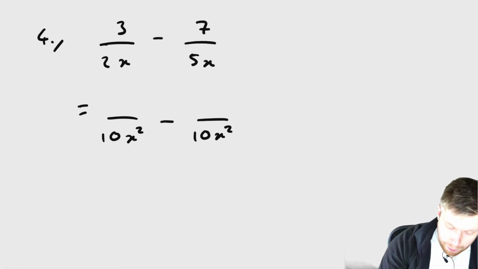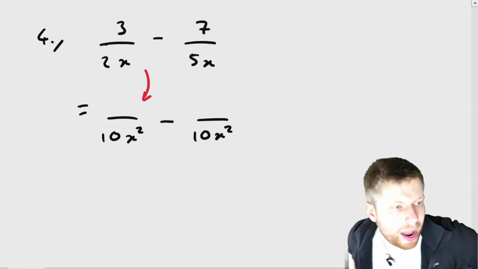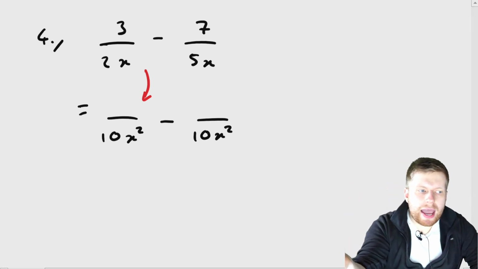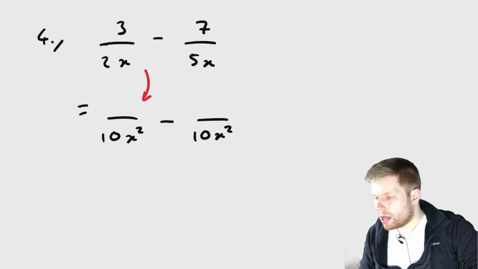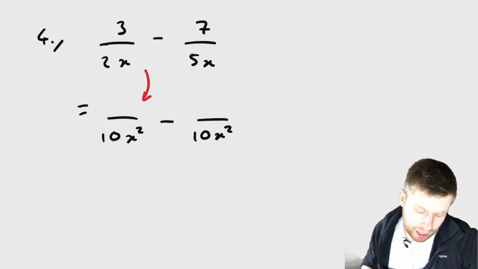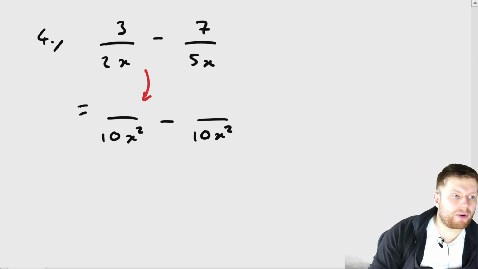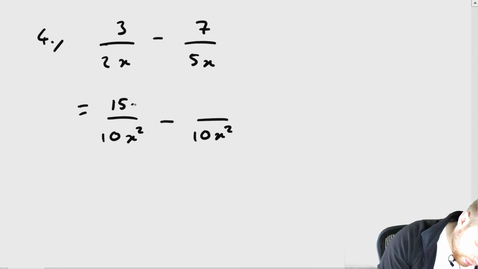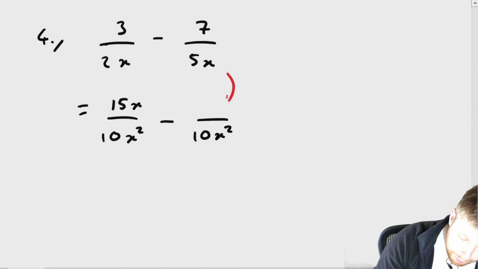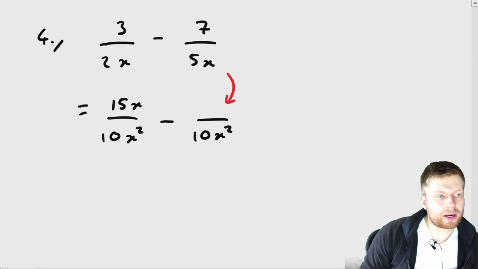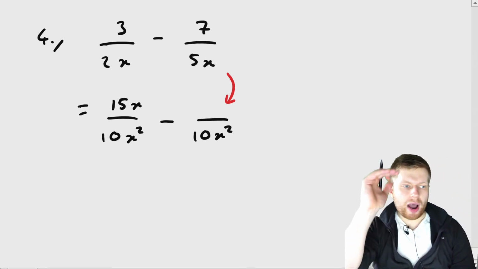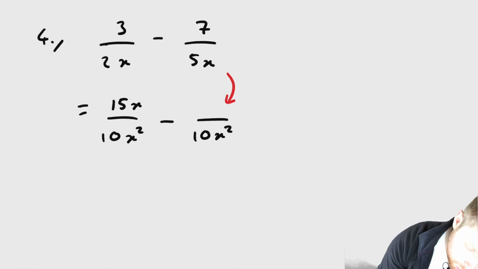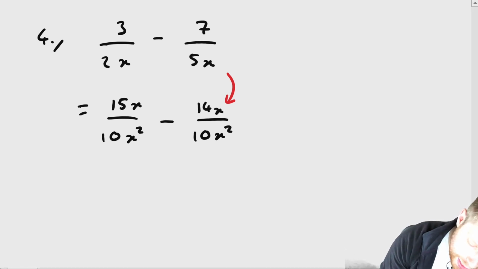Now, what have I multiplied by to get 10x squared on the denominator of the first fraction? Well, you've just seen it. I've just multiplied by 5x, right? 2x to 10x squared, I've multiplied by 5x. So I also need to multiply the numerator by 5x as well. So 3 times 5x, that's going to give me 15x. What have I multiplied by on the denominator of the second fraction? 5x to 10x squared, that's multiplied by 2x. So 7 multiplied by 2x, that's 14x.